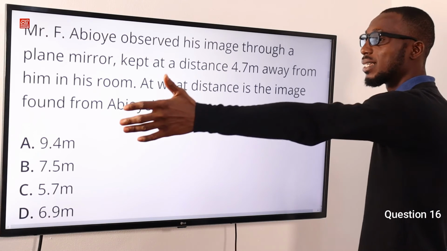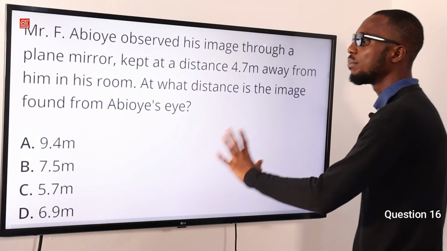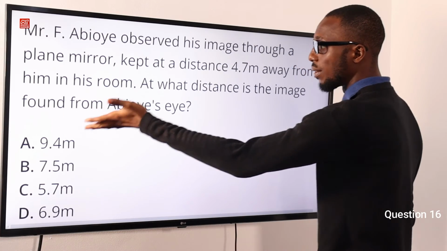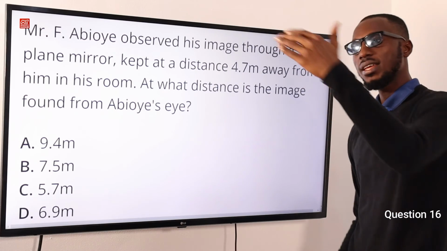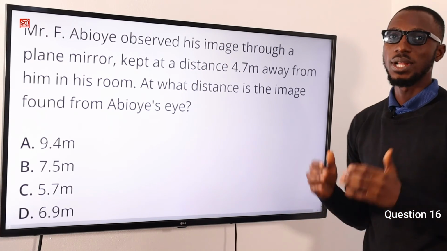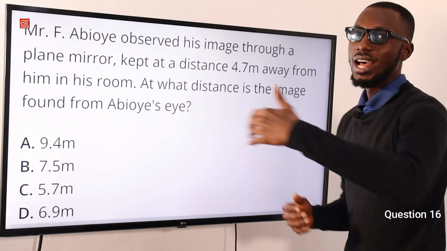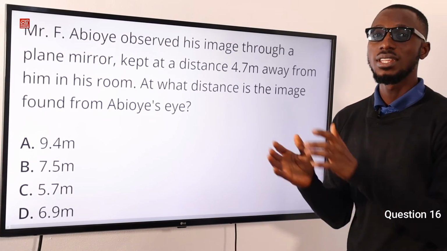Okay, so the mirror is standing 4.7 meters away from him. At what distance is the image formed from Abioye's eye? So the image that is being seen over there, what is the distance? We are talking about the image distance and the object distance. Talking about a plane mirror, object distance equals image distance.